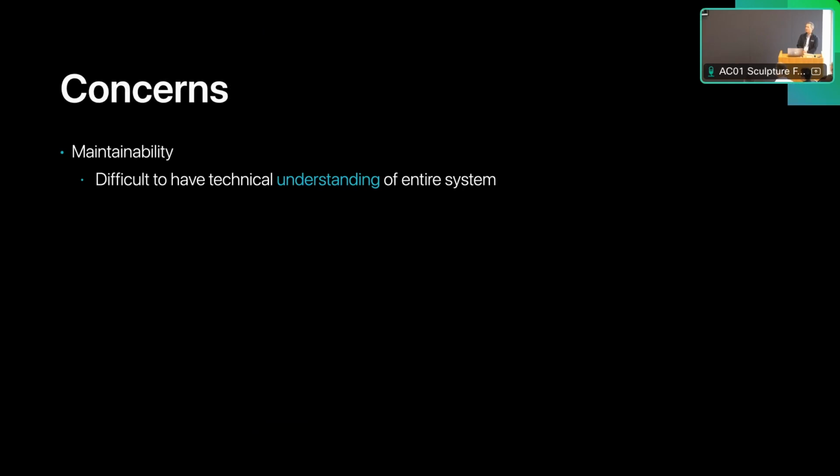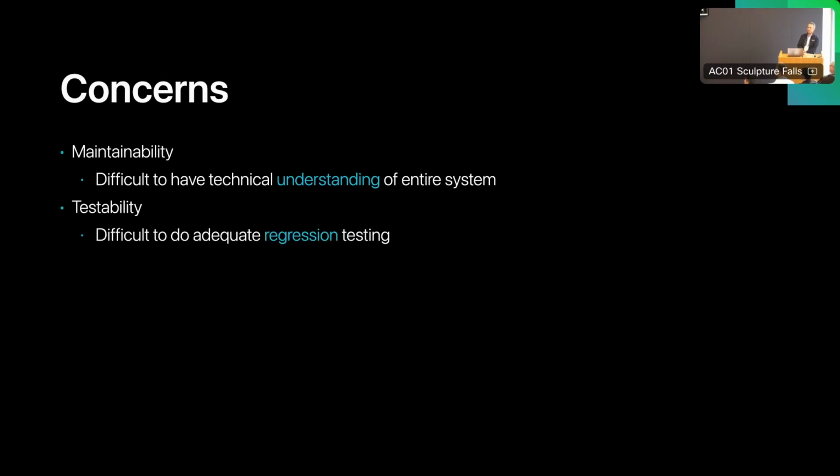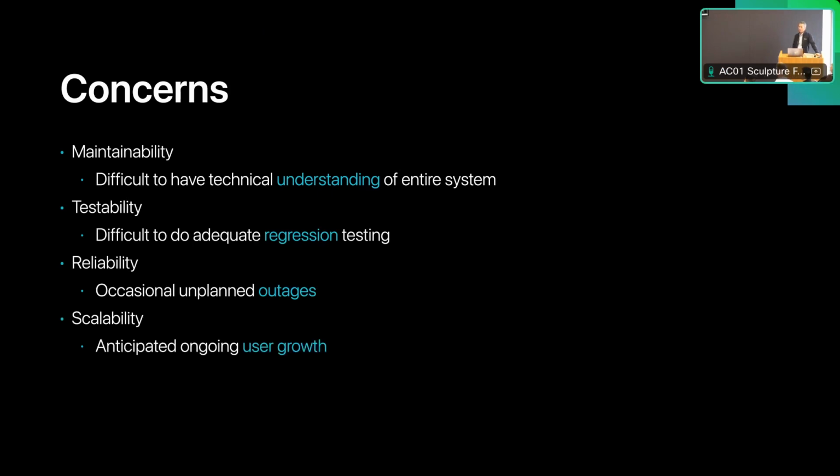They said, look, it's difficult to have a technical understanding of the entire system. It's really complex when you pop the hood and look underneath. And when we introduce a feature, it's difficult to do adequate regression testing. We think we tested fine, everything passes our testing, but then when we introduce it, there are unexpected ripple effects in the system. We're also concerned about reliability because we experience occasional unplanned outages for a variety of different reasons. And we have a lot of users, and we plan to add more users, so we're concerned how well the application is going to keep up with that user volume.